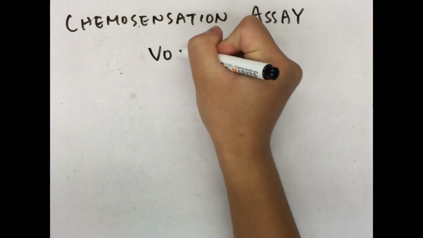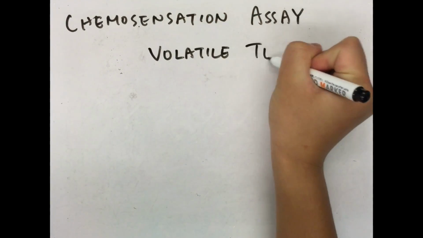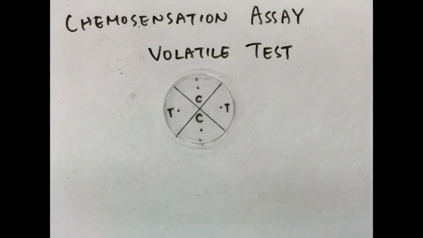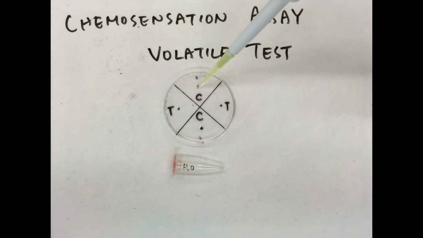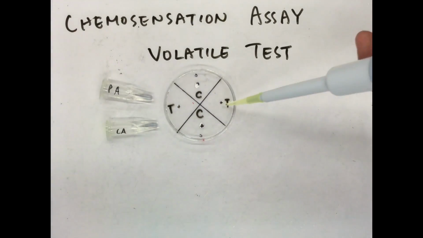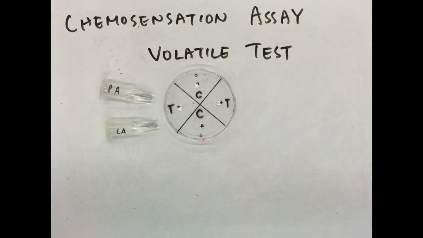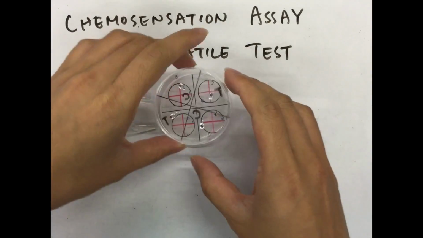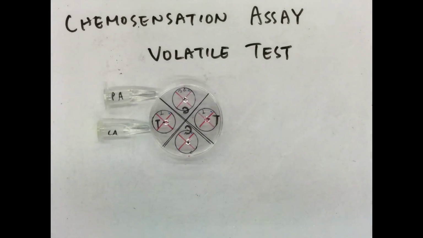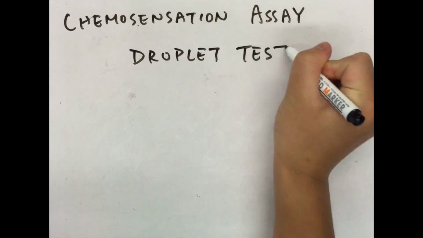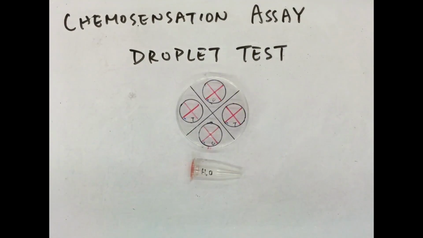For volatile substances, we will conduct a volatile test. As shown, water was loaded on the spots labeled C as a control, and the tested chemicals were loaded on T spots. Note that we are loading the chemicals on the lids of the dishes in volatile tests. We place the lid over the plate which contains C. elegans at its center. For the droplet test, we loaded the chemicals on different spots on the plate and placed C. elegans at the center.